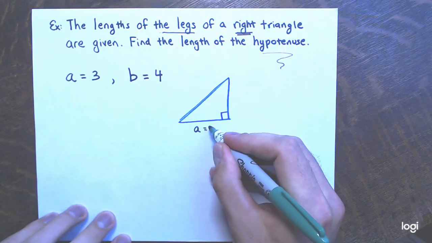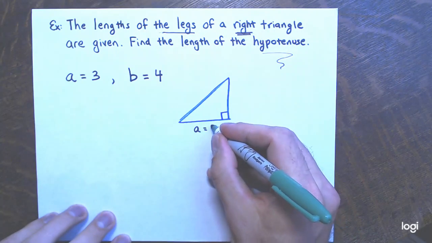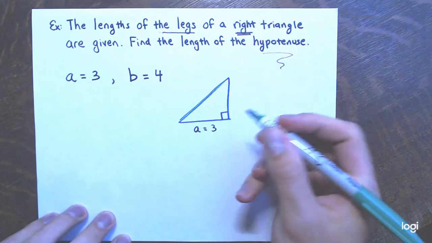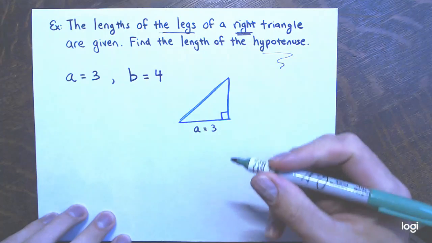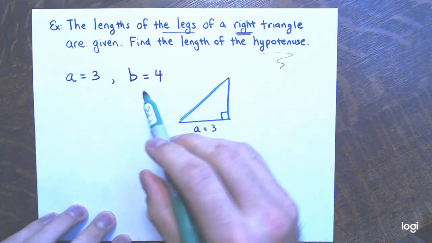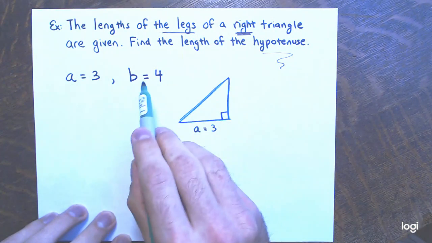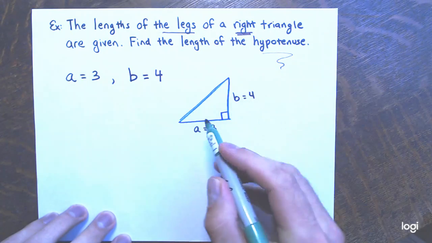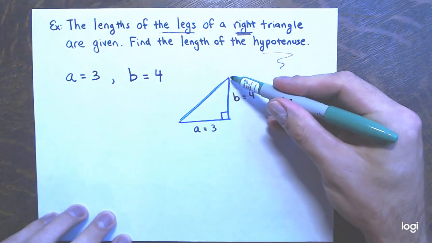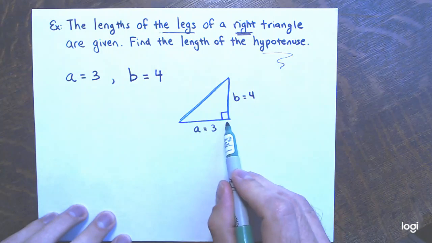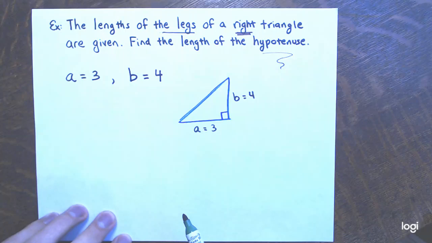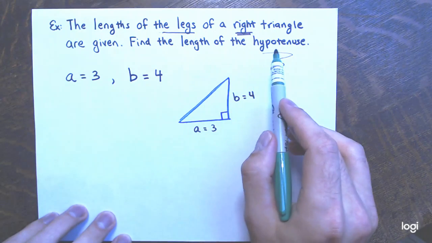Let's say this leg here is the one that has a length of 3 units. 3 units long, 3 inches or 3 miles or something, whatever the units are. And then the other leg, the lowercase b, they told us these were the legs, is 4 units long. So if this is 3 inches, that's 4 inches. Or if this is 3 miles, that's 4 miles, as long as they're consistent with each other, with the same units. And what we're asked to find is the length of the hypotenuse.